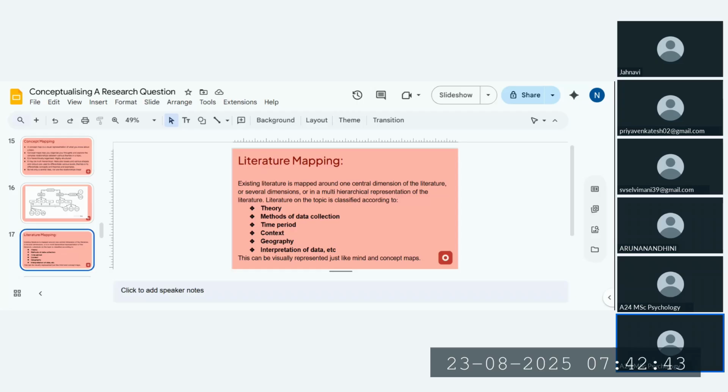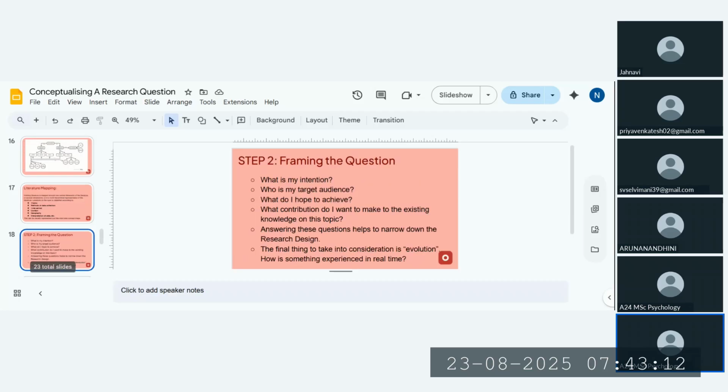Or we can look at context, or we can look at geography. Like what are the results saying in China versus England? And we can also sort the literature based on the final interpretation of the data, since each of them may be interpreting in a different way. So based on any one of these things that we choose, we can map the literature under various headings.